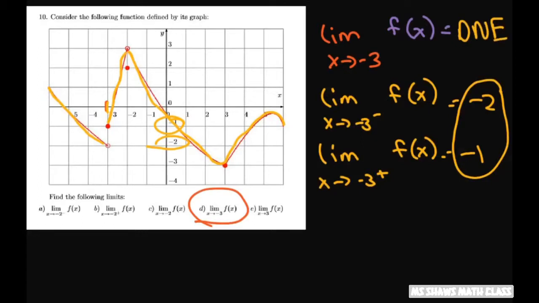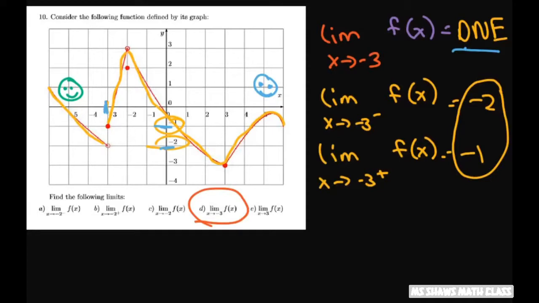That means you were going to meet your friend. This is you, and this is your friend, and you were going to meet up to go out to eat, but you ended up at different places on the grid. You're going to meet up at -3, but your friend stopped at -1, and you stopped at -2. So you didn't meet up, so that means does not exist.